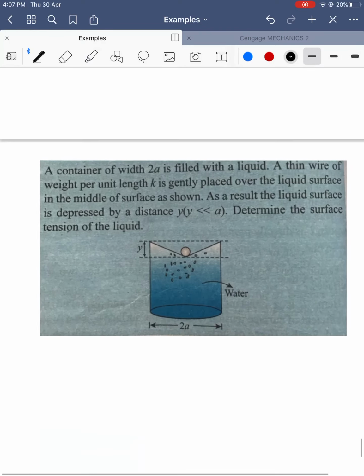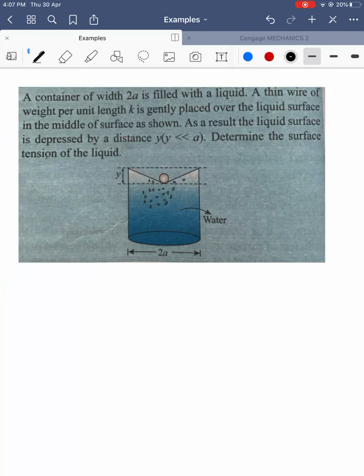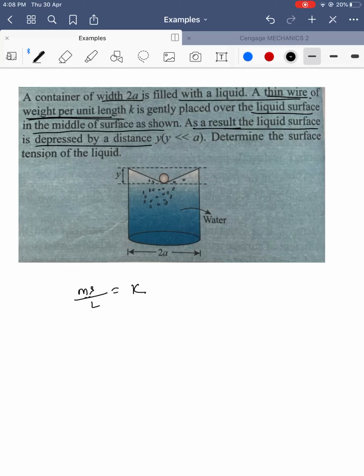Okay, let's go to the other question. A container of width 2a is filled with a liquid. A thin wire of weight per length K, meaning mg by L is equal to K, is gently placed over the liquid surface in the middle of the surface as shown in the figure. As a result, the liquid surface is depressed by y. Determine the surface tension of the liquid.